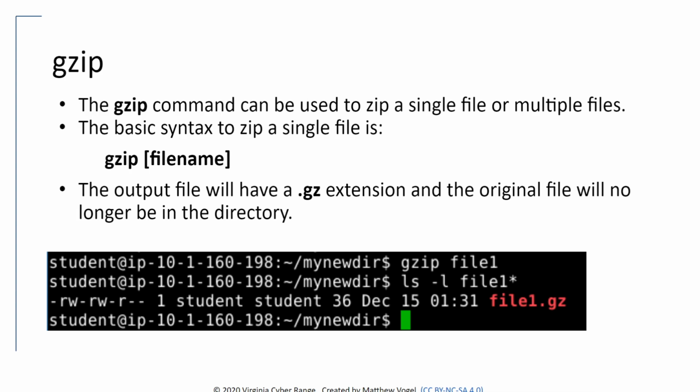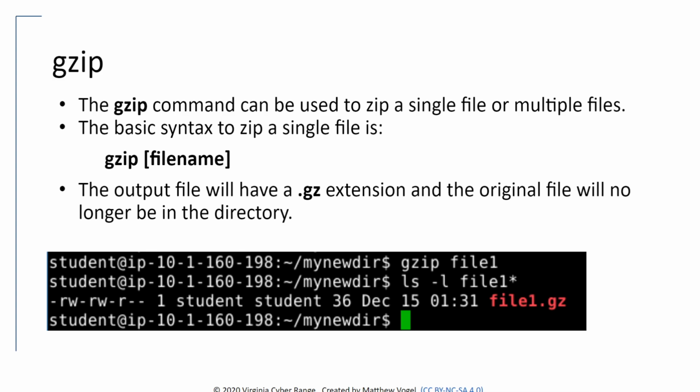Okay, so let's talk about gzip. The gzip command can be used to zip a single file or also multiple files. The basic syntax to zip a single file is gzip and the file name. Okay, basically you would use this if you just wanted to create a compressed version and you didn't want a tarball archive as well. You would just use the gzip command to start with.